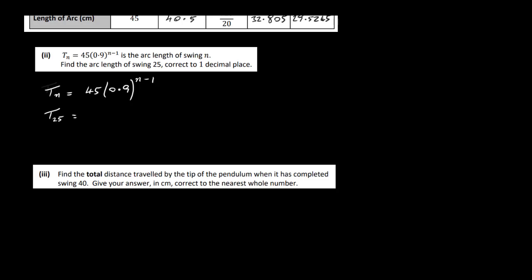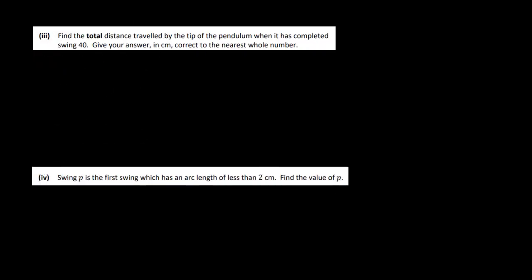So T25 is going to be 45 times 0.9 to the power of 25 minus 1, which is 24. And when you work that out to one decimal place, it's 3.6. That's to one decimal place. Okay, so again, a very simple question there. Let's look at part 3.